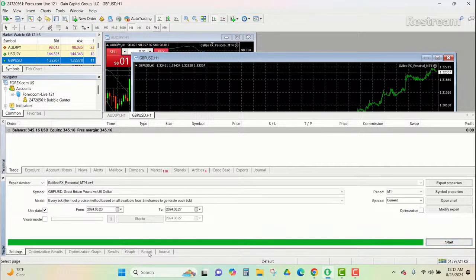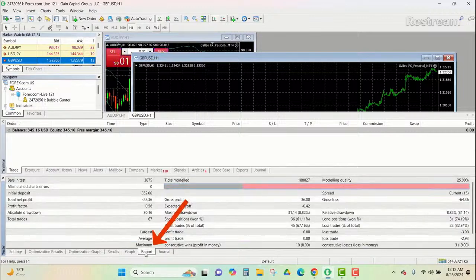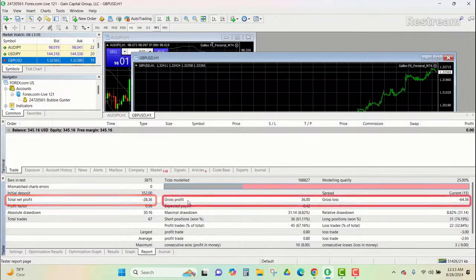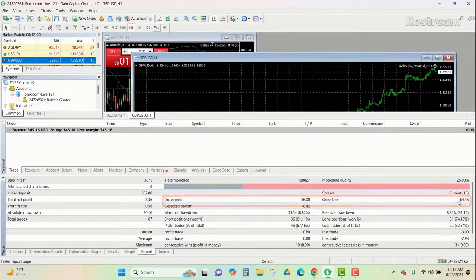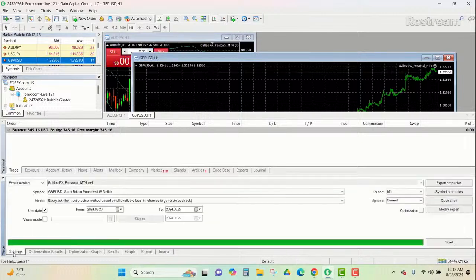You're going to have to go to report. That is the 6th tab. All right? Report. Not optimization results. Not results. You want report. And you want to see the total net profit is minus $28.36. Your gross profit was $36 and you lost $64.36 using the 1 minute candle. Now, what you have to do now is, this is the hard work, but it only takes a minute once you get used to it.